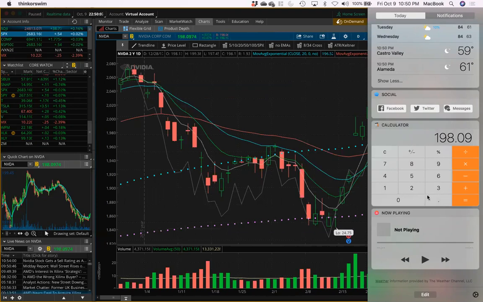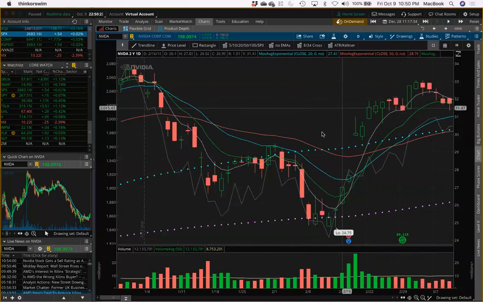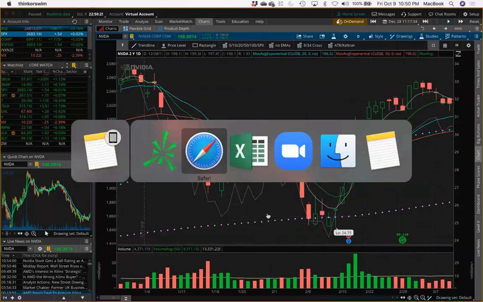198.09 minus 33.14. So we have a 2-year performance of 164.95. That's ridiculous. I mean, if you were really in NVDA back in the days, this is like bananas.